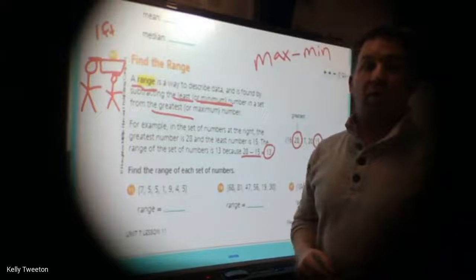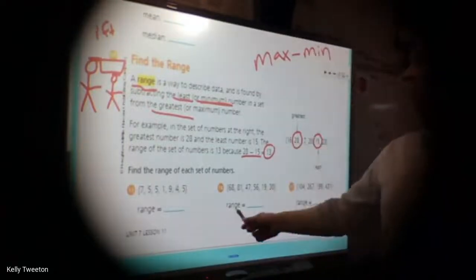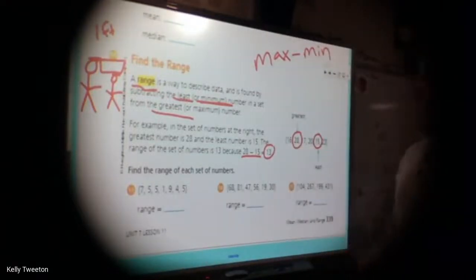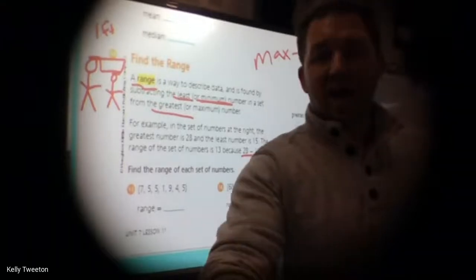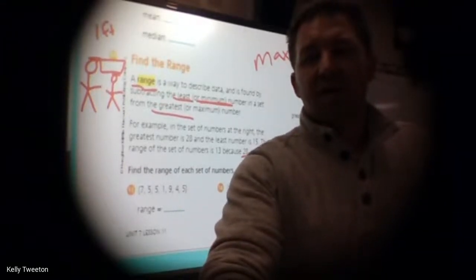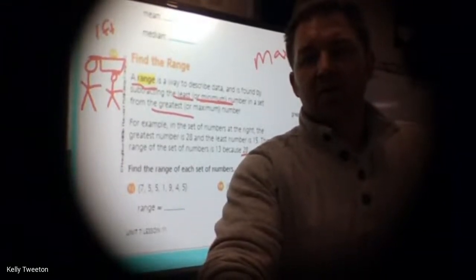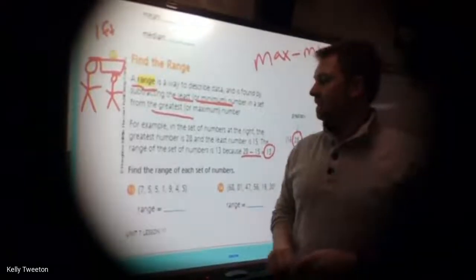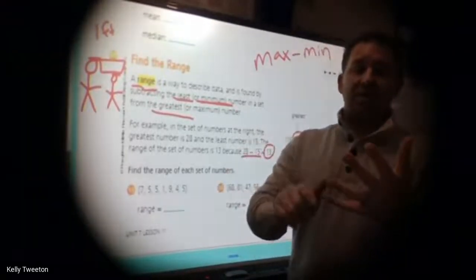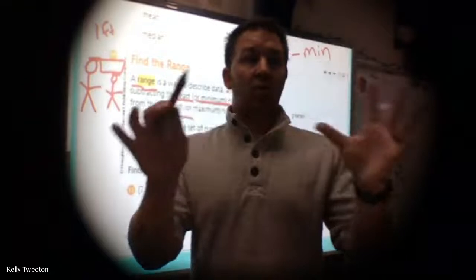That's all that means for the range. Okay, let's go ahead and find the range of this one. Now, for range, you don't have to put them in order, but if they're asking you a series, a lot of times when you see questions like this, they might ask you mean, median, mode, and range all in one question.